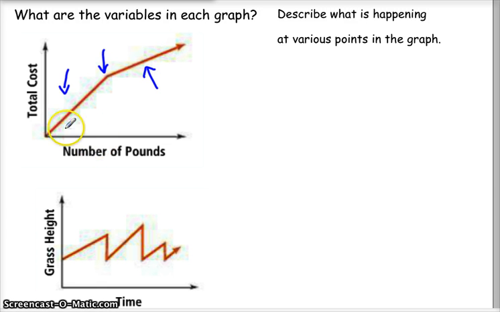This is the number of pounds versus how much something cost. Time and the height of grass. I wonder what this is about. So label what's happening here, here, here. So I'd like to see some labels of what you think is happening at each point. Okay? All right, do that and bring that to the teacher station.